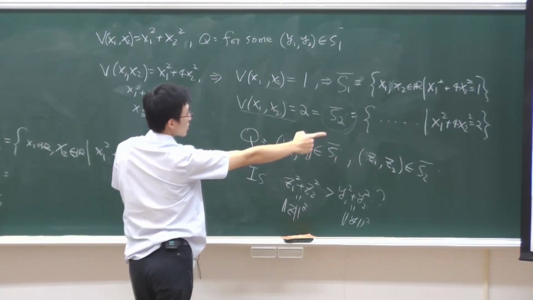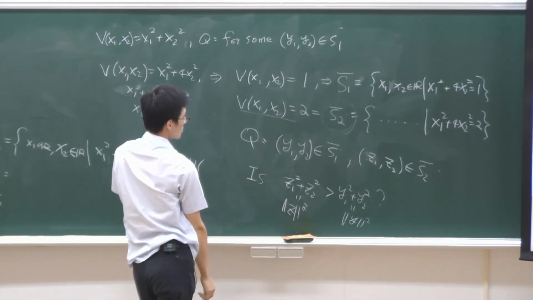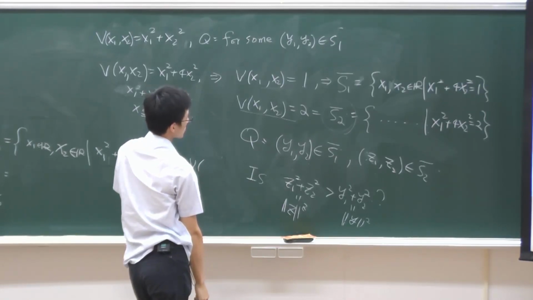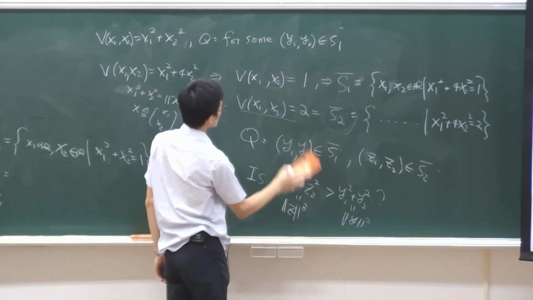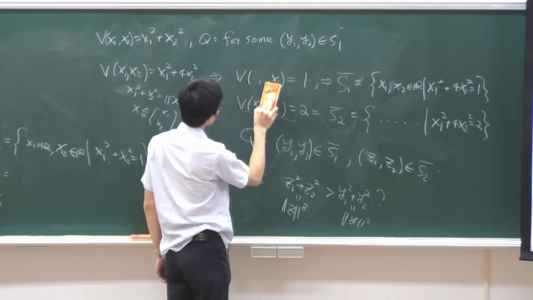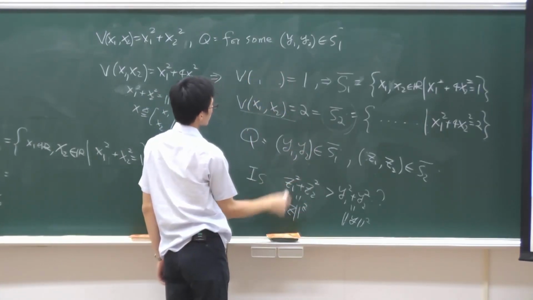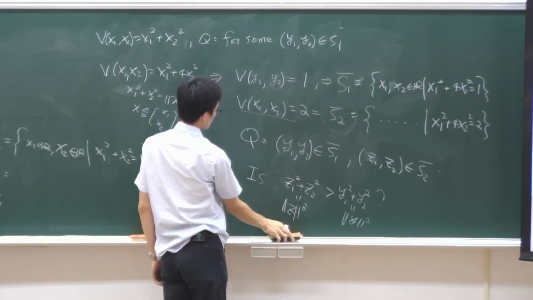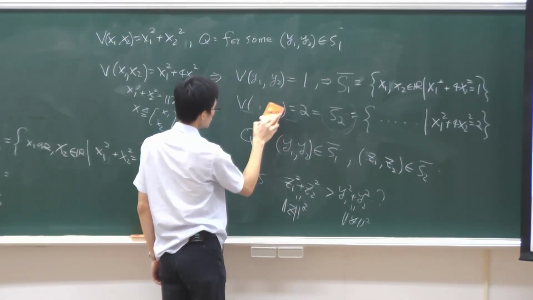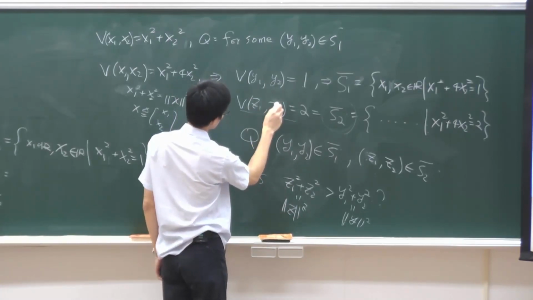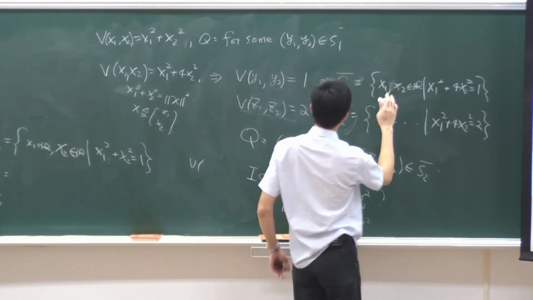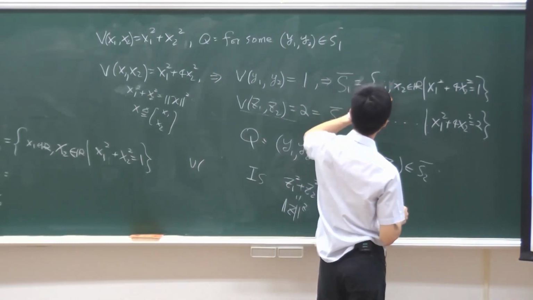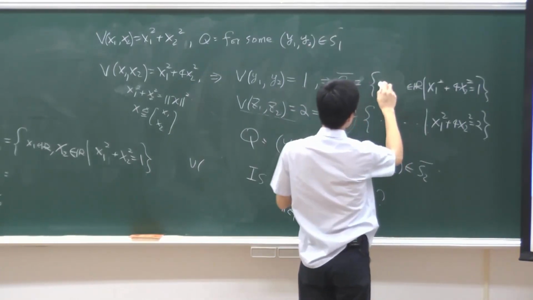Sorry, too many symbols and arguments. Let's be consistent: y1, y2, z1, z2. Otherwise, you'll be confused.